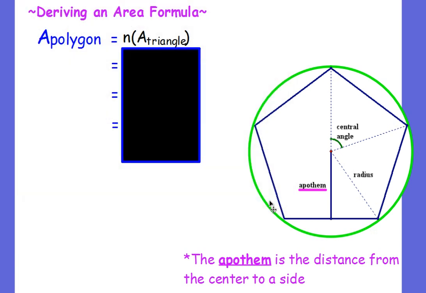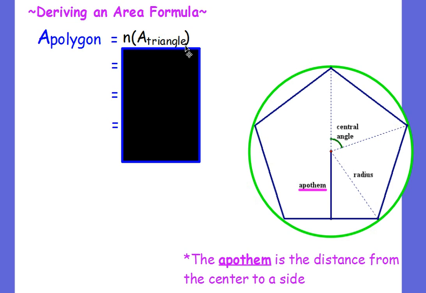Okay. So on your note sheet, the first thing it says is deriving an area formula. I do want you to write this down. It's very logical. The first step here that I've already written down stands for the area of a polygon, a regular polygon, of course. So far we've said the area of a polygon can be made up of n, the number of sides, times the area of one triangle in the polygon.